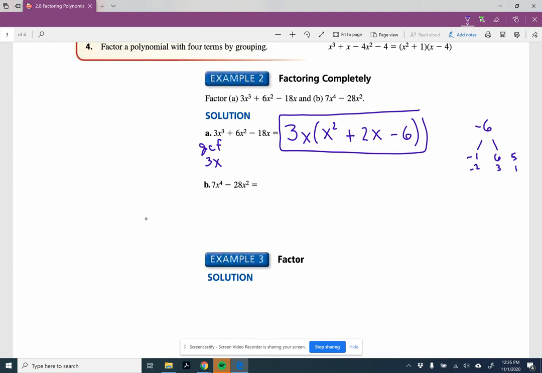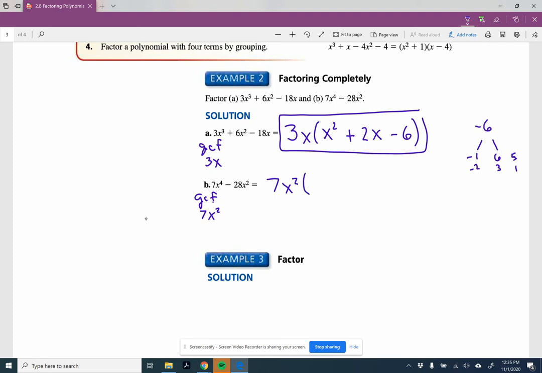All right, part B. First step, find your greatest common factor. 7x to the fourth and 28x squared. See, 7 is a factor of 28, and x squared is a factor of both the x to the fourth and the x squared. So our GCF is 7x squared. We will factor that out.